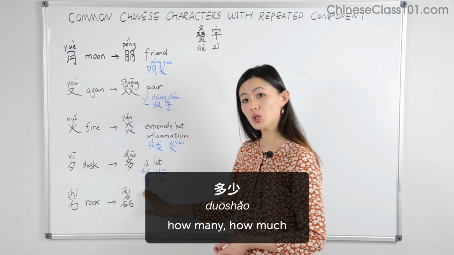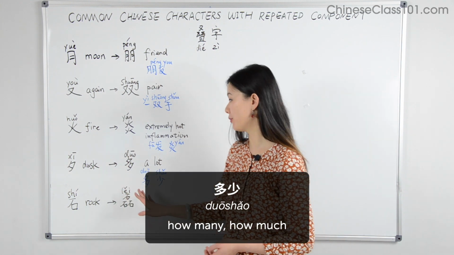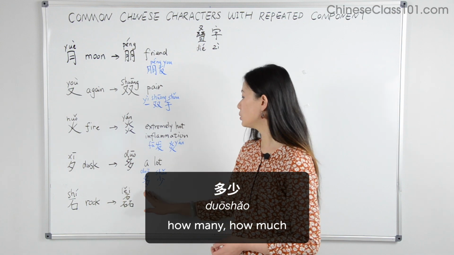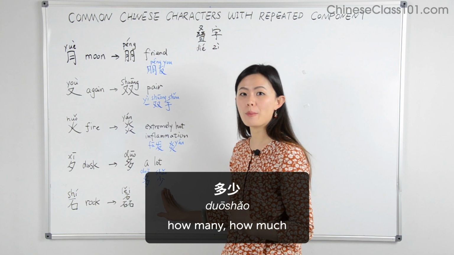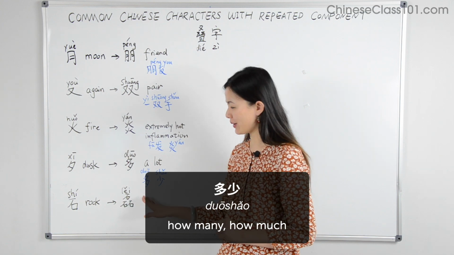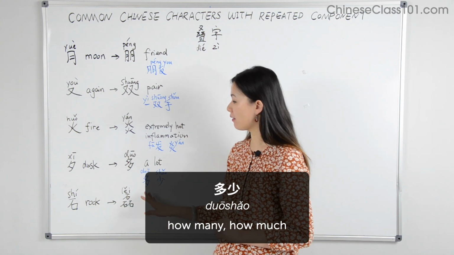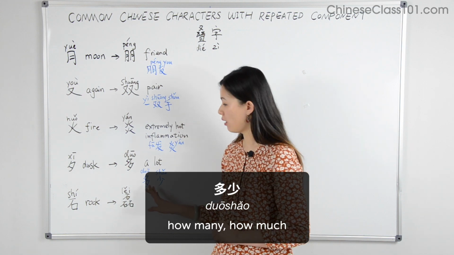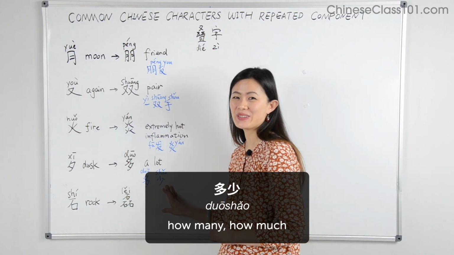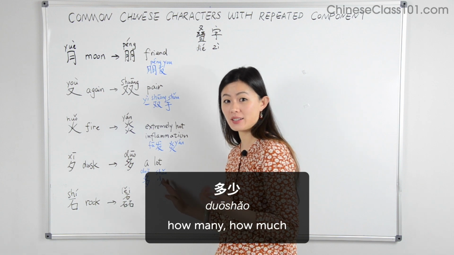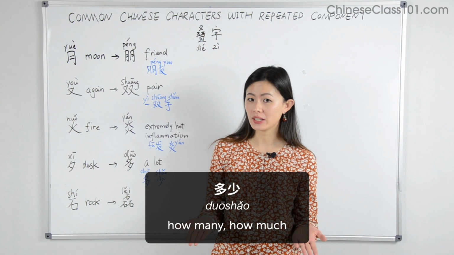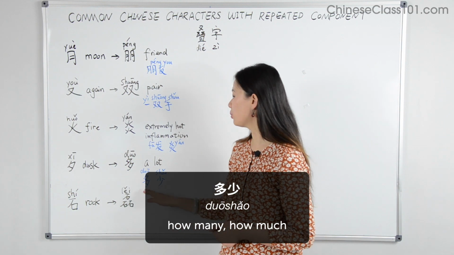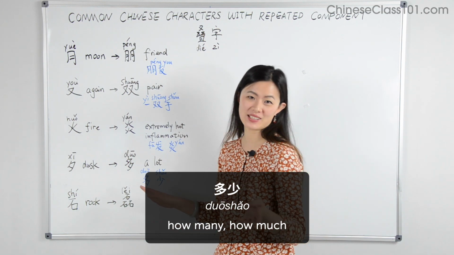Now, here is an interesting compound word that's made with 多. 多少. We know 少 is the very opposite of 多. So 多少 literally means a lot, a few, or much, little. But when they're used together as a compound word, they're often used to ask the question, how many or how much? 多少, is it a lot or is it a little?